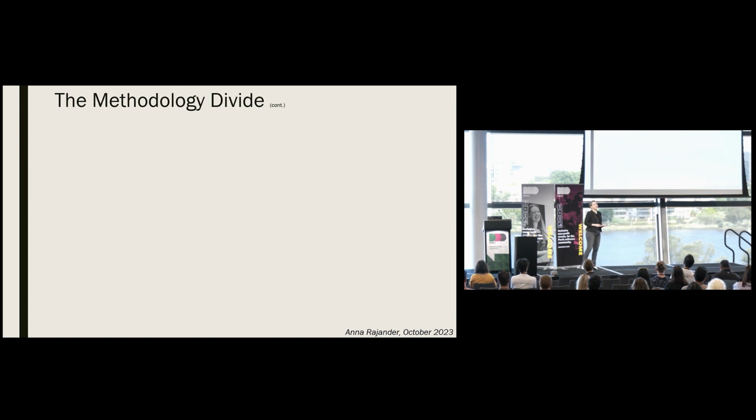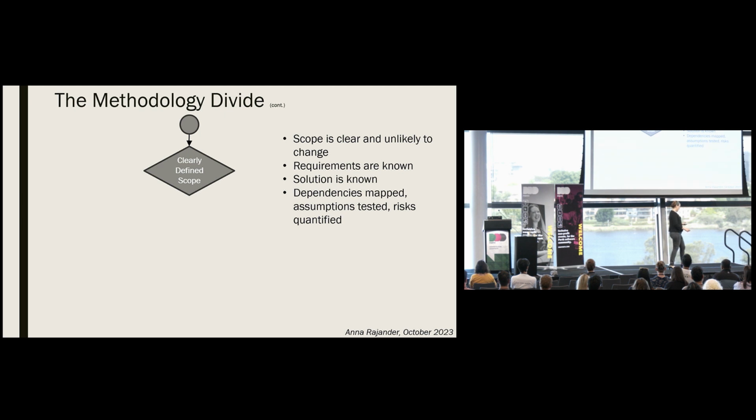So let's consider this methodological divide by first understanding when we should select one approach over another. In cases where you have a clearly defined scope that is unlikely to change, your requirements are largely known or easily discoverable, the solution and deliverables are known, and dependencies are clear, there is no point using Agile.